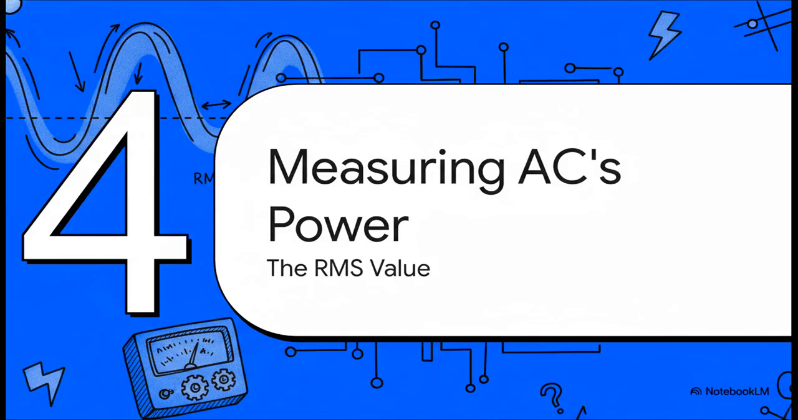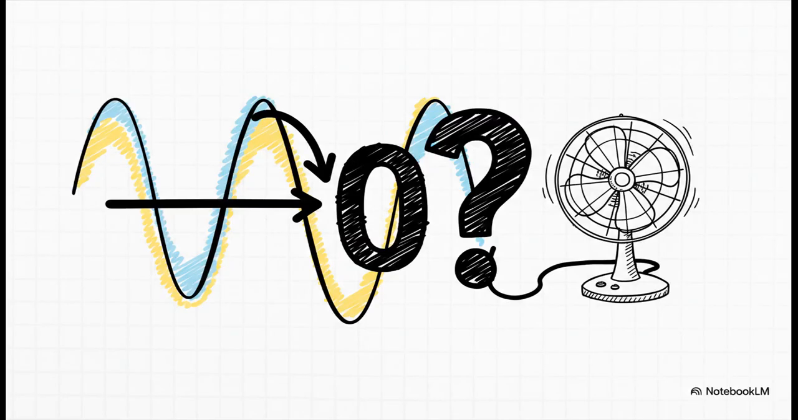Okay, so we know AC is the champion of efficiency. But how do you even measure a power that's constantly changing? This is where things get a little bit weird, but also really cool. Think about it. If the current is positive for half a cycle, and then equally negative for the other half, what's its mathematical average? It's 0. But obviously the power coming out of your wall isn't 0. It's definitely powering your fan. So what is going on?